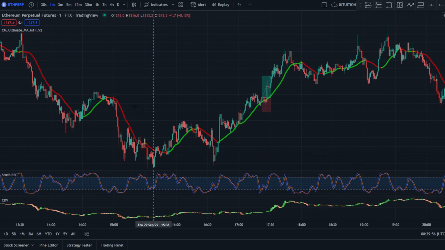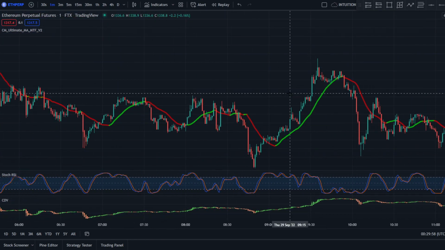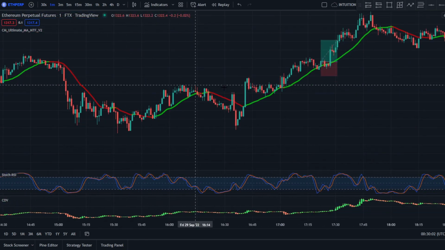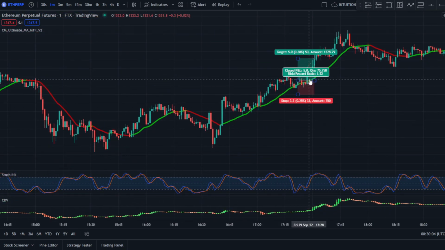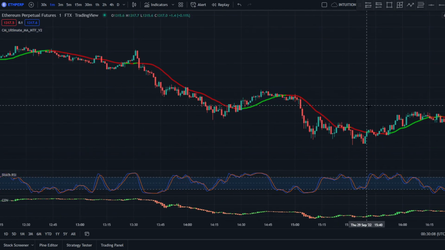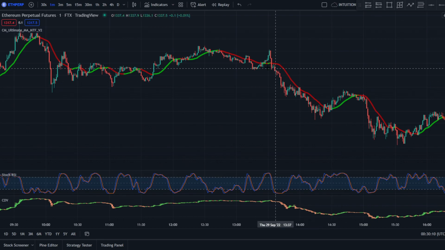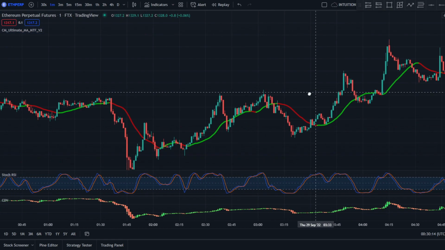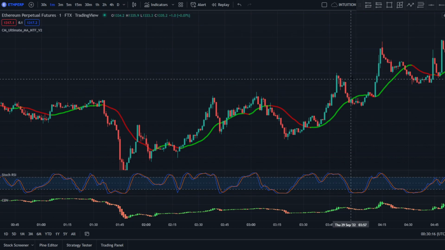Alright, on the long side, if you just want to look at the big trends, you won't be taking a lot of trades, but when you take those trades they'll be winners. This means that you have a high win rate, which is way better than just taking a bulk amount of trades and not having a high win rate. So let me look for another position.